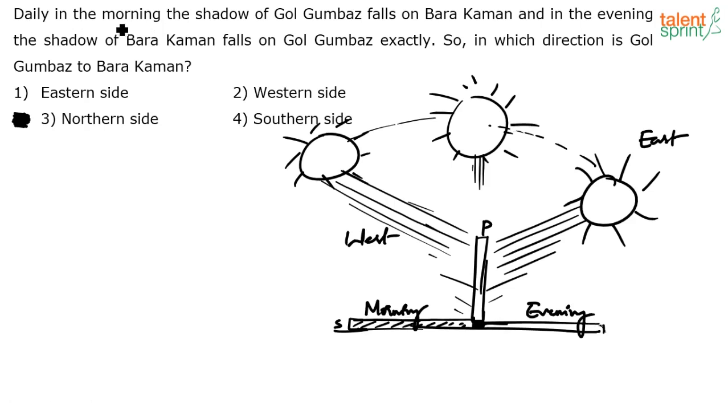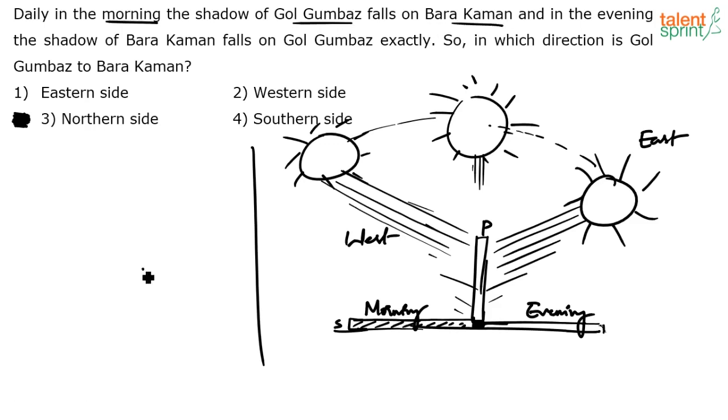See, daily in the morning. So when he uses the term morning here, it means the sun is in the east. Shadow of Gol Gumbaz falls on Barakaman. So this point is very important. You know that in the morning the sun is in the east. The shadow falls on which side? Shadow falls on the west side always. Whether it is Gol Gumbaz or Barakaman, the shadow will fall on the west side.